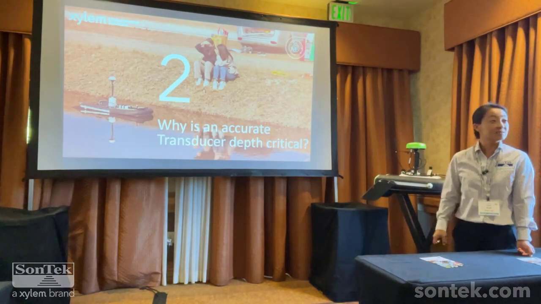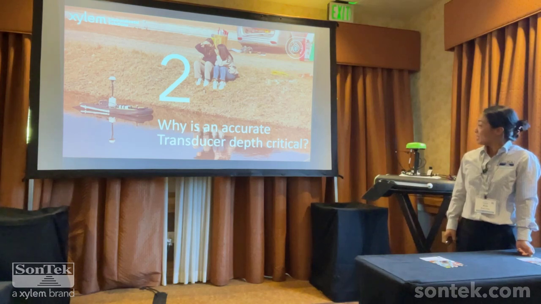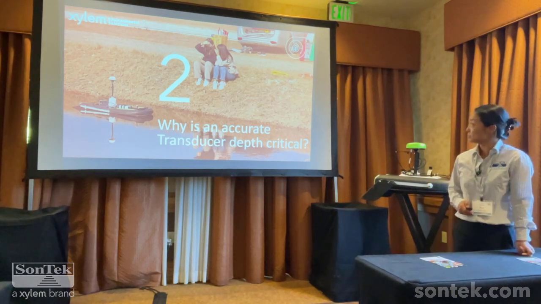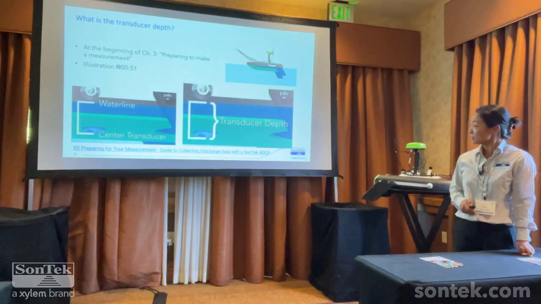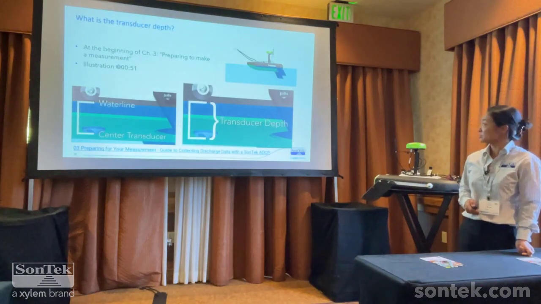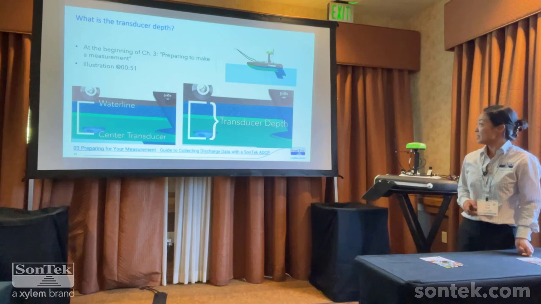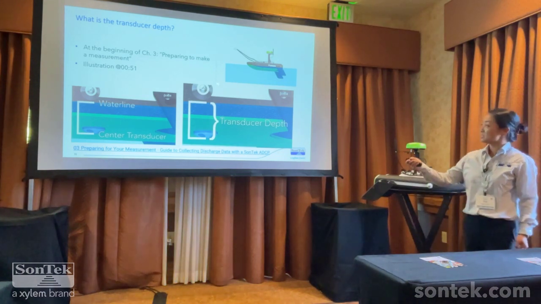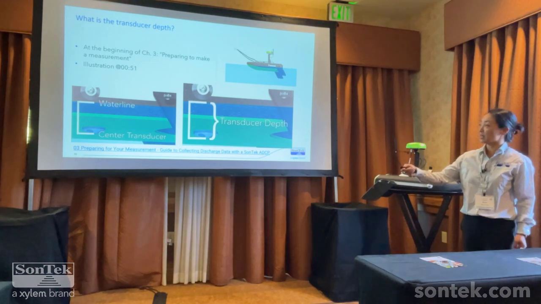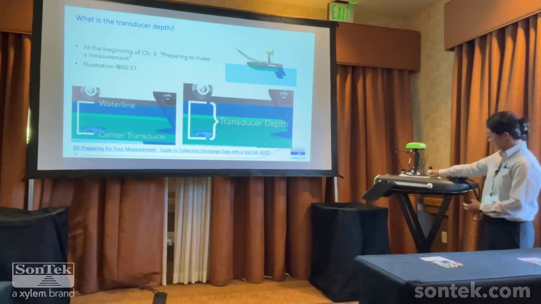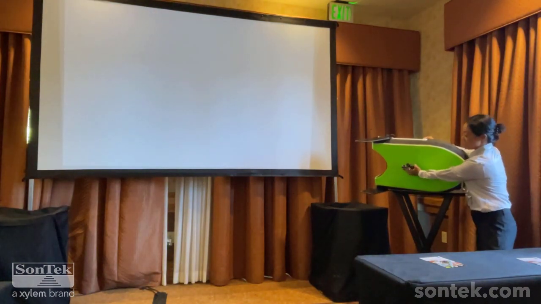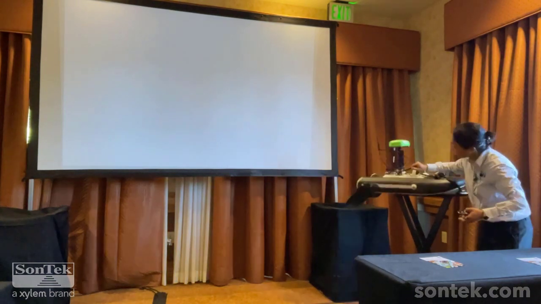Okay, so moving on to the second topic here. Why is an accurate transducer depth critical for a measurement? What is a transducer depth and what do we mean by that? The transducer depth is defined as the distance between the water line and the bottom of that central transducer, the vertical beam that's sitting in the middle here.